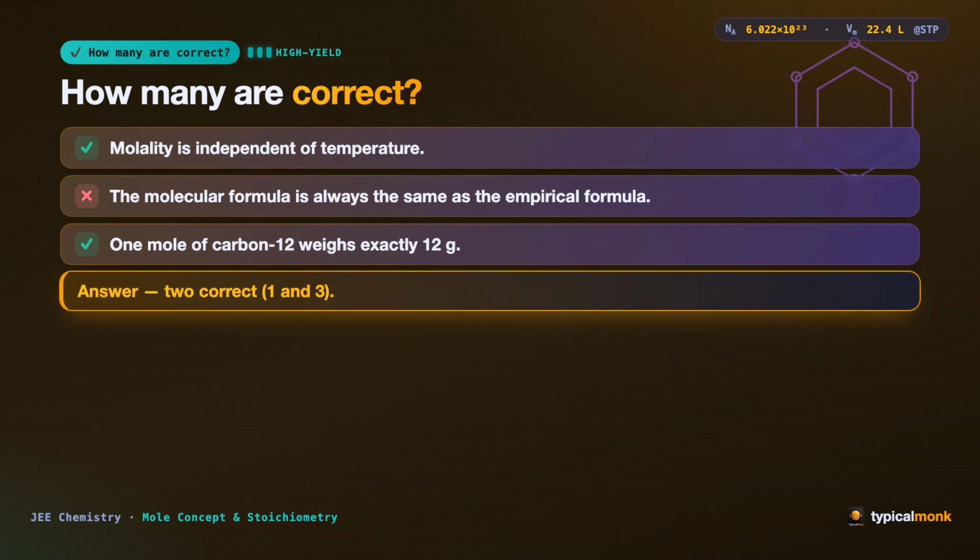2 statements, the first and the third. Molality truly ignores temperature, and carbon-12 truly anchors the mole at 12 grams. But the second one falls. The molecular formula is N times the empirical, and N is only sometimes 1. Glucose, with N equal to 6, is the counterexample you should carry into the exam hall.